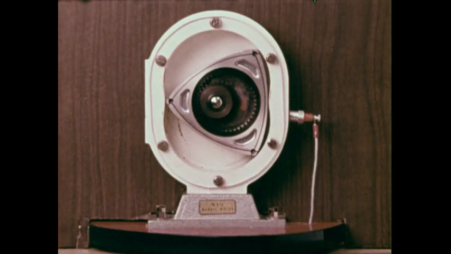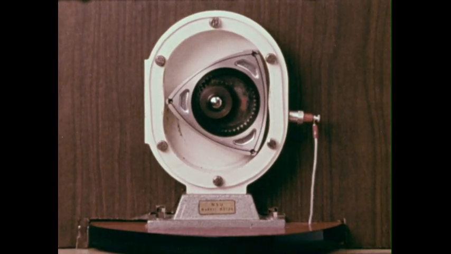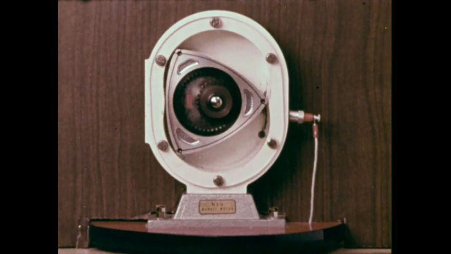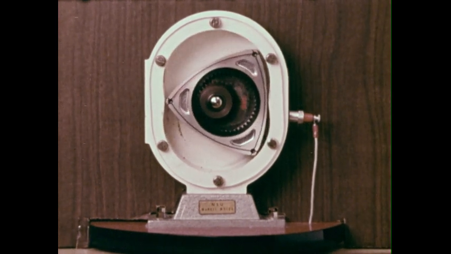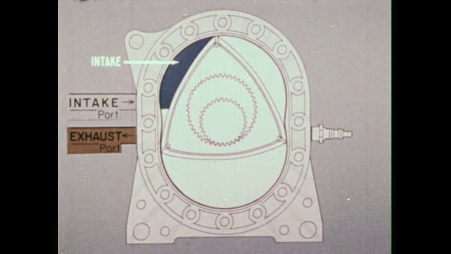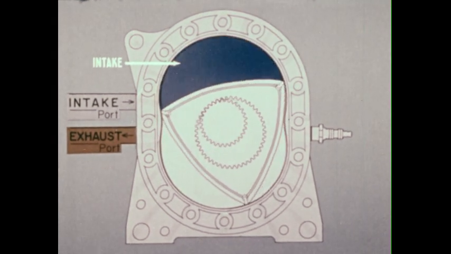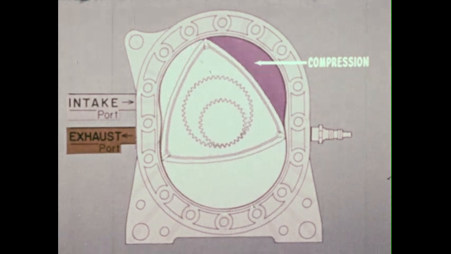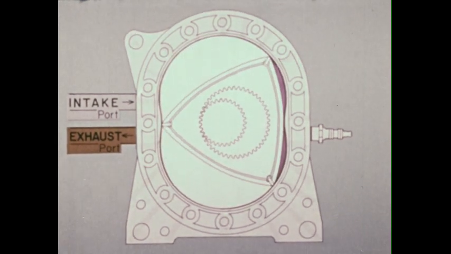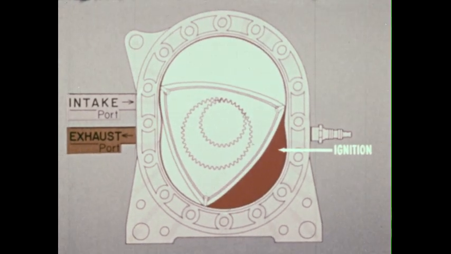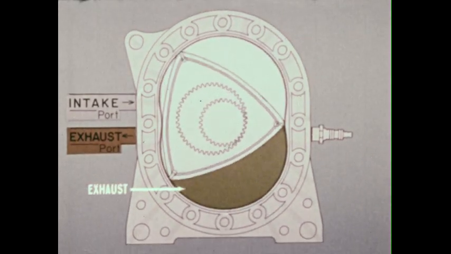There is no up and down movement like that in the conventional reciprocating engine. The eccentric movement of the rotor is transferred by an internal gear to a rotating power shaft. A cutaway rotary engine in the intake position. Compression. Ignition. And exhaust stroke.